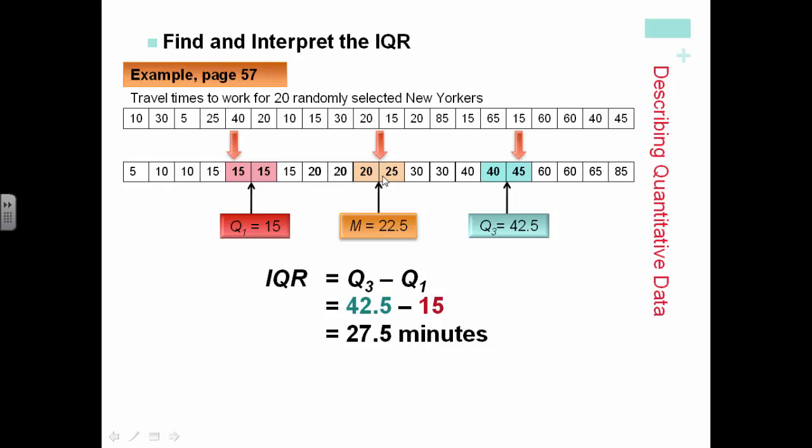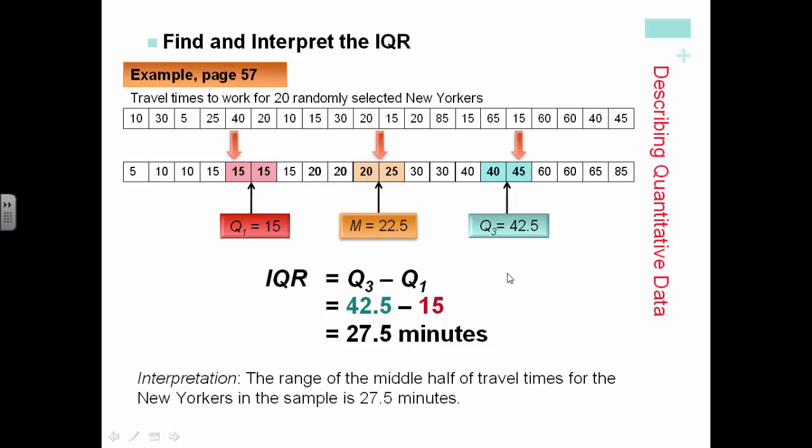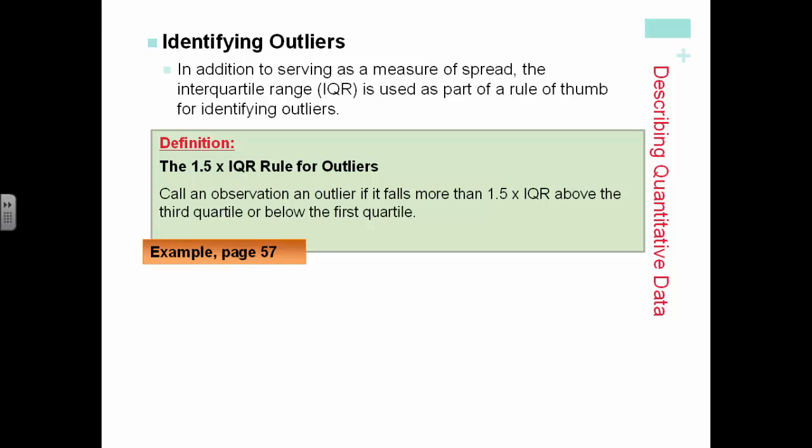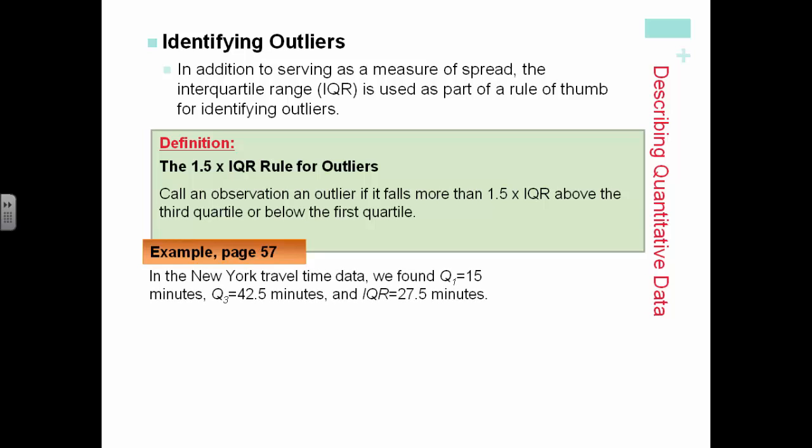From this line, we have an even number of values, so we have to average these two numbers, 40 and 45, together. We get 42.5. To get the IQR, subtract 15 from 42.5, which is 27.5 minutes. We would then say the range of the middle half of travel times for New Yorkers in our sample is 27.5 minutes.